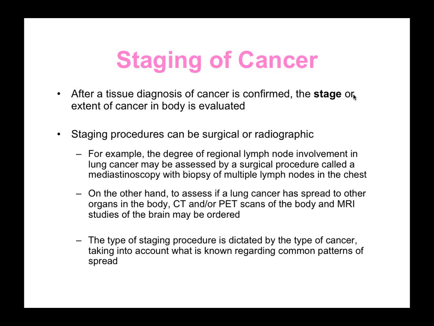But on the other hand, if the doctors want to see if there's been spread of that lung cancer to any other organs in the body, then CAT scans and/or PET scans may be used, and often MRI scans of the brain are ordered for lung cancer to make sure that there hasn't been any spread of the cancer to the brain. And so the type of staging procedure is really dictated by the type of cancer. It's going to be different for lung cancer than it is for breast cancer, than it is for ovarian cancer. And the staging, what is appropriate in terms of staging, is really known by taking into account all that we know about common patterns of spread of different tumors.